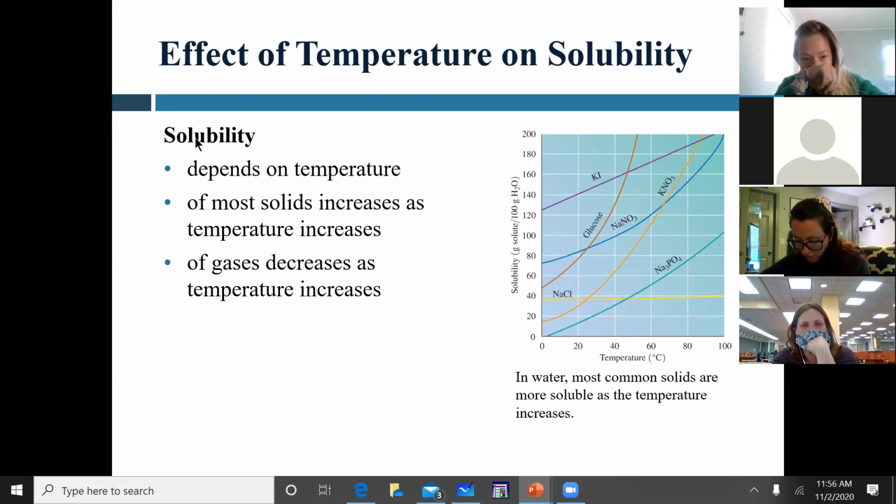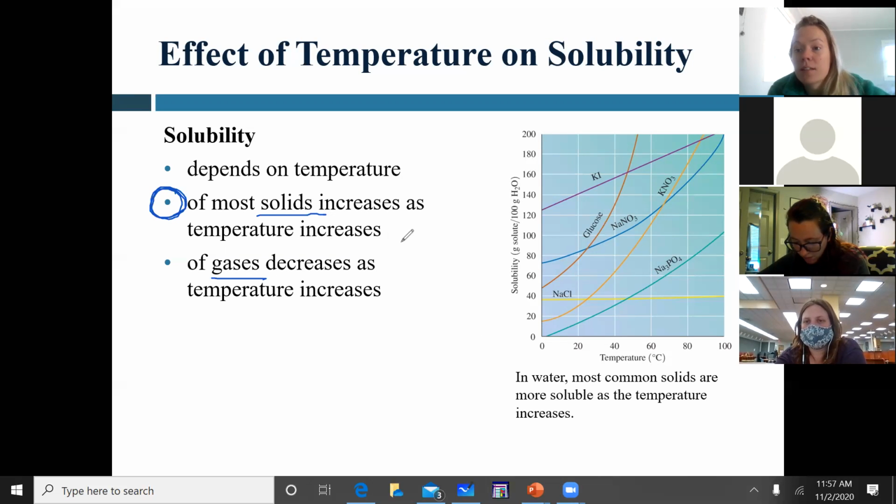Okay, so let's talk about solubility in reference to temperature. So there are 2 different things that you have to take into account. Are you dissolving a solid in a liquid, or are you dissolving a gas in a liquid? If you're dissolving a solid in a liquid, your solubility increases with an increase in temperature. So hot water can hold more salt than cold water. Water at the equator is much saltier than water in the poles because it can hold more salt.